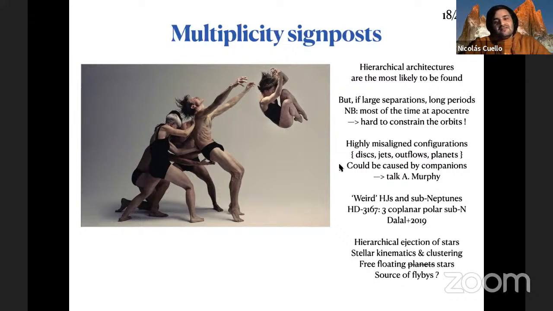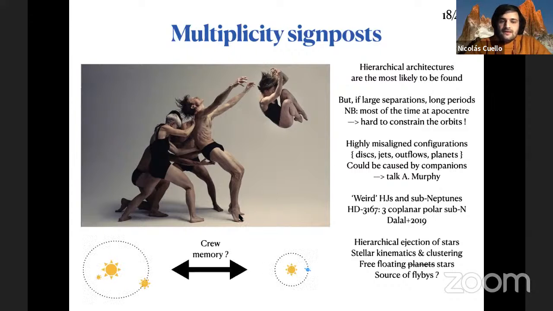Last point, if we have hierarchical ejection of stars, that means that there should be some hints in the stellar kinematics and clustering that we have in star-forming regions, and that leads to the idea of free-floating stars. We're going to discuss this in a bit; it could be a source of flybys in regions of low stellar density. So the question here is, if you eject a star with material around and then you form a planet, do you keep a memory of your natal environment or not? That's something to think about.